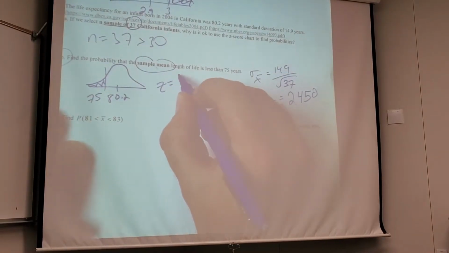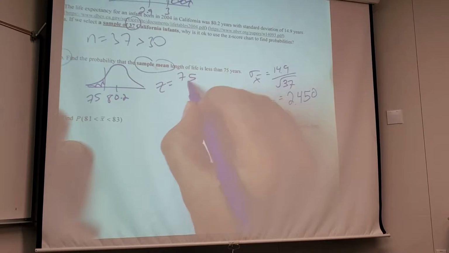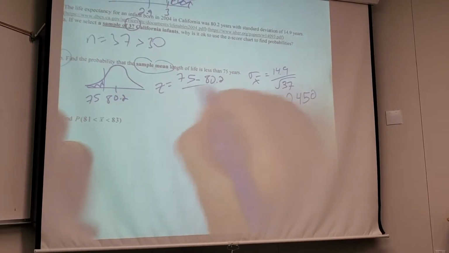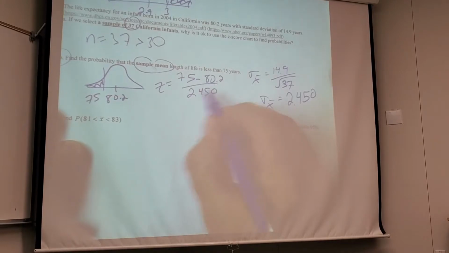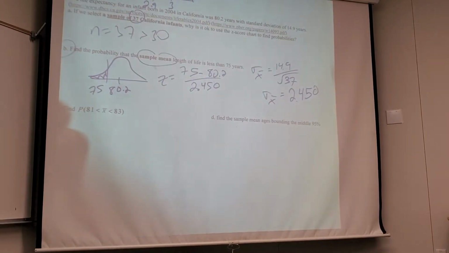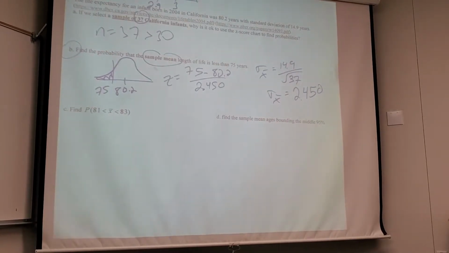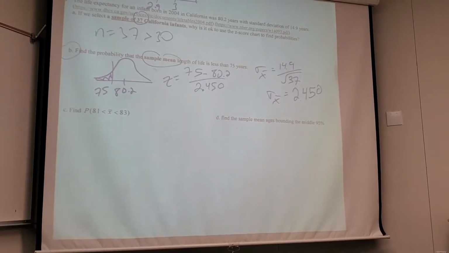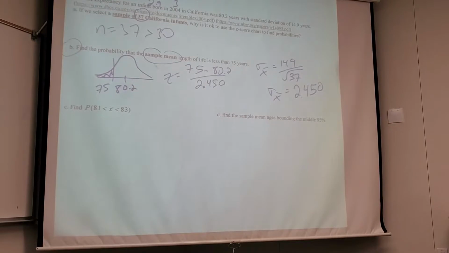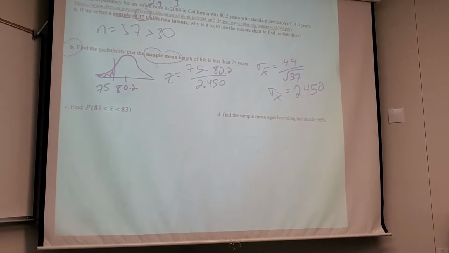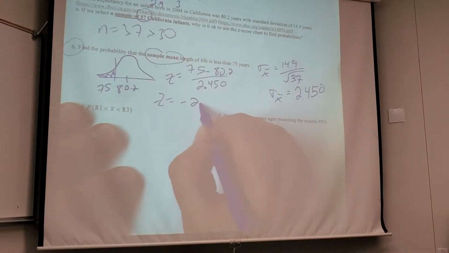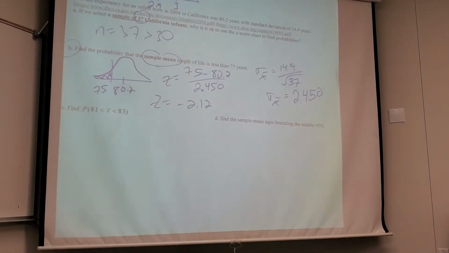Z equals, what would I put? 75 minus 80.2 divided by 2.45. I have to use the spread that works for groups because this question is about a group. I think it's like 2.6 maybe. I don't know. Negative 2 point 1.2. Yep, that was off. Negative 2.12, and then you look that up and you're done.